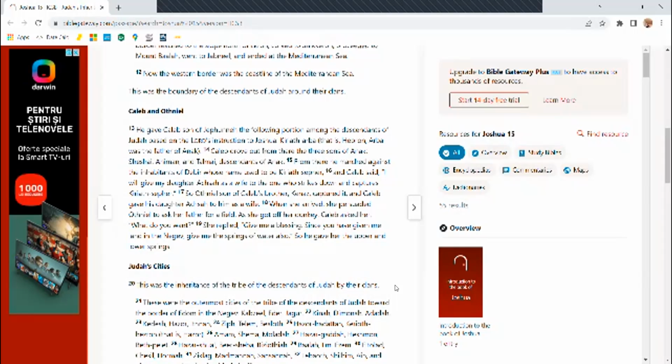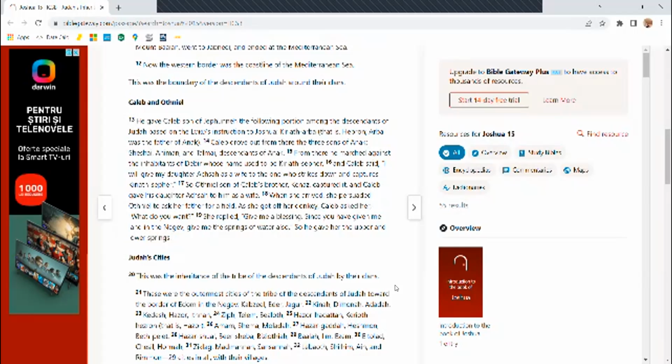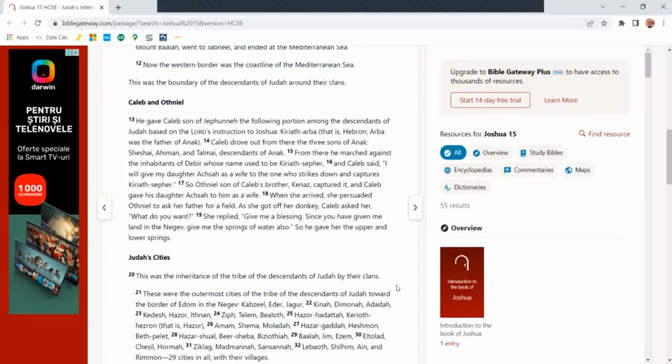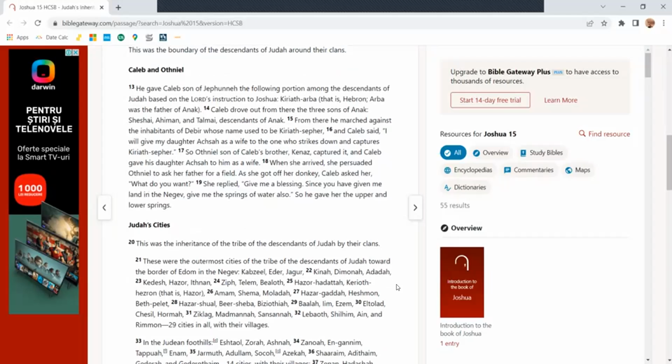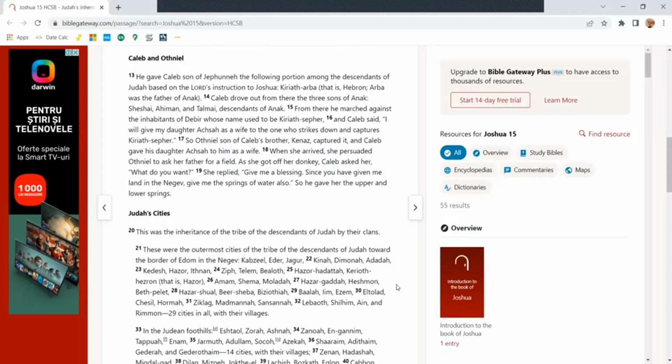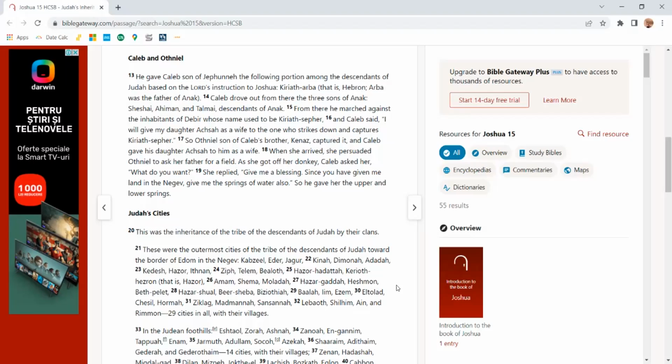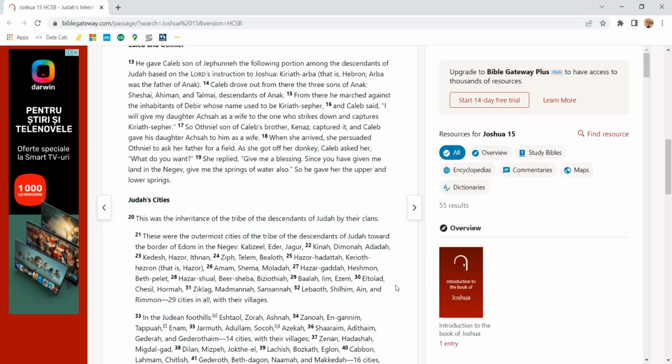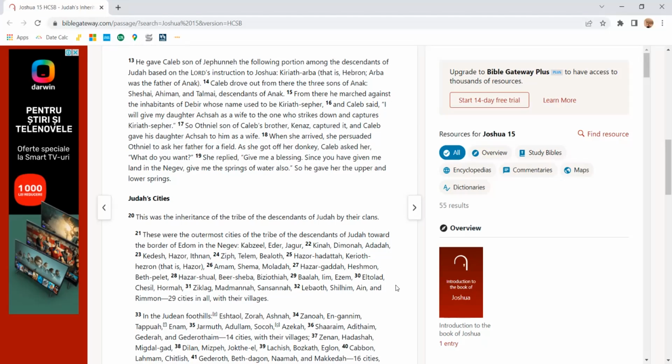Now the western border was the coastline of the Mediterranean Sea. This was the boundary of the descendants of Judah all around by their clans. He gave Caleb, son of Jephunneh, the following portion among the descendants of Judah based on the Lord's instruction to Joshua: Kiriath Arba, that is Hebron. Arba was the father of Anak. Caleb drove out from there the three sons of Anak: Sheshai, Ahiman, and Talmai, descendants of Anak.